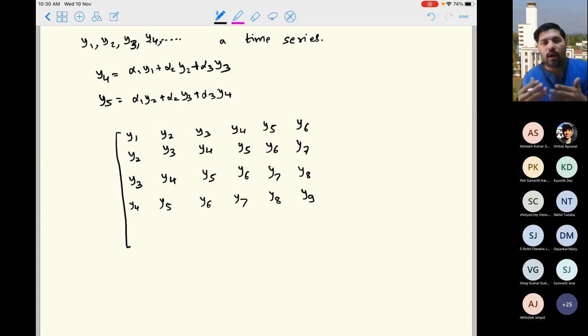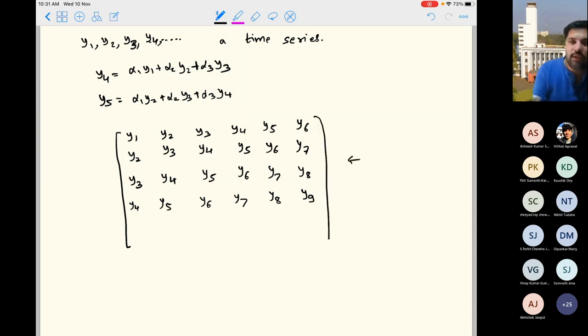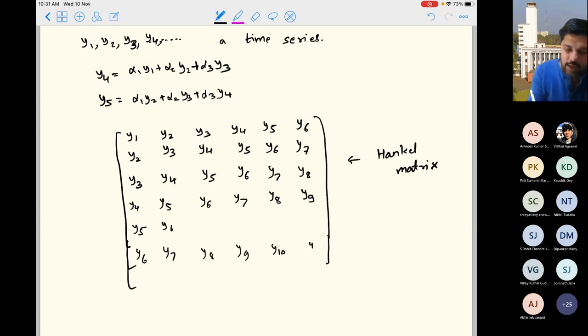Do you see how I am arranging the entries of this particular matrix? Is that okay? Do you see how I'm constructing the matrix like this? So this particular matrix is called a Hankel matrix. Then y5, y6, and so on, y6, y7, and so on. So suppose y6, y7, y8, y9, y10, and y11. So 1, 2, 3, 4, 5, 6, 6 by 6.